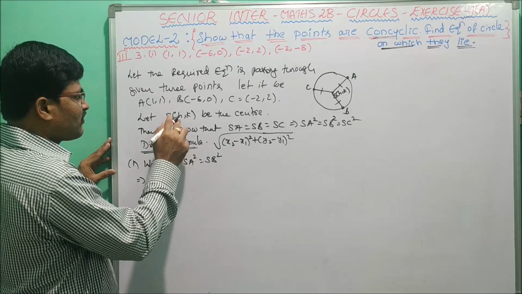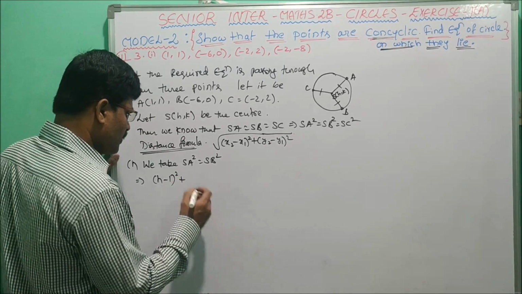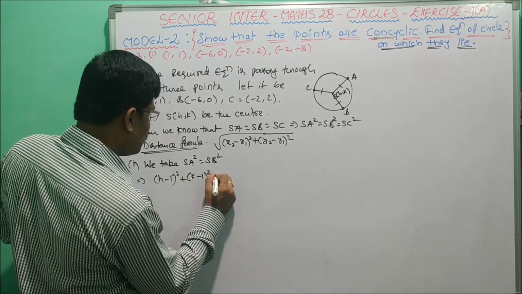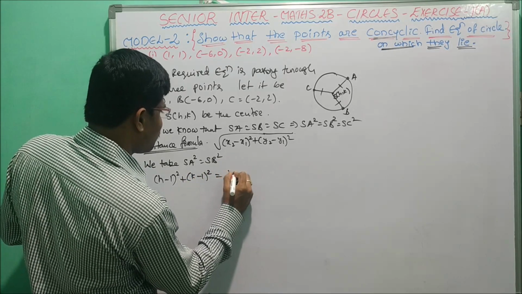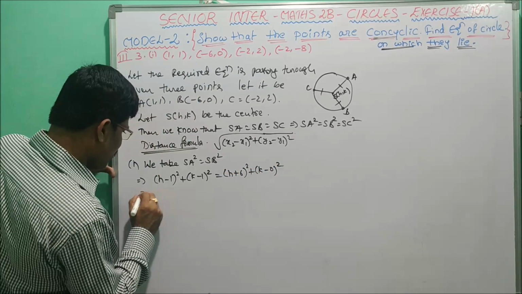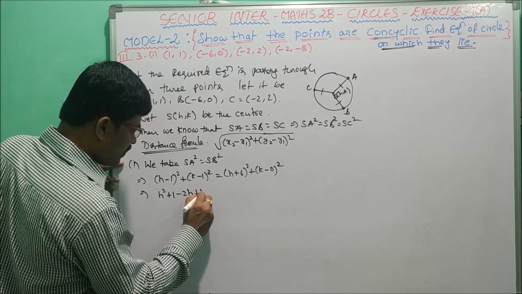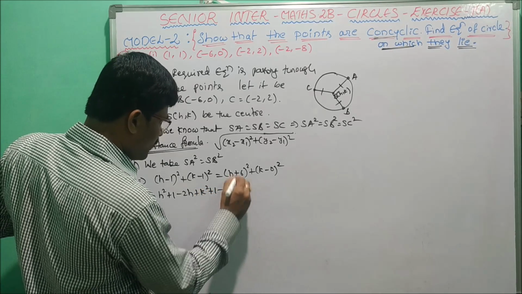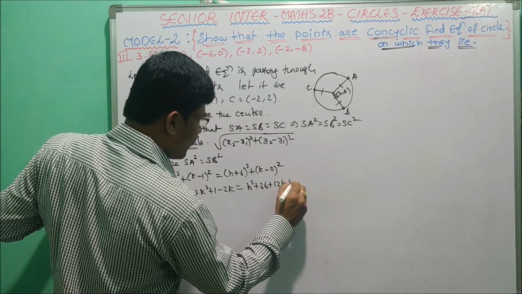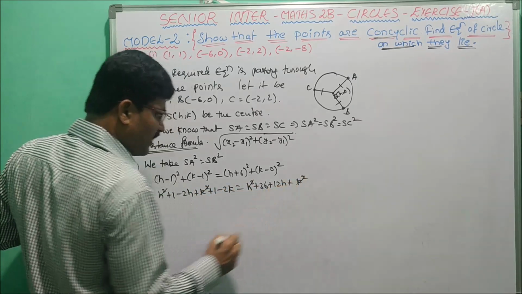So SA square means (h minus 1) whole square plus (k minus 1) whole square equals SB square, which means (h plus 6) whole square plus (k minus 0) whole square. Now, using the (a minus b) whole square formula: h square plus 1 minus 2h plus k square plus 1 minus 2k. On the other side, h square plus 36 plus 12h, and k minus 0 means k square. So h square and k square are cancelled on both sides.